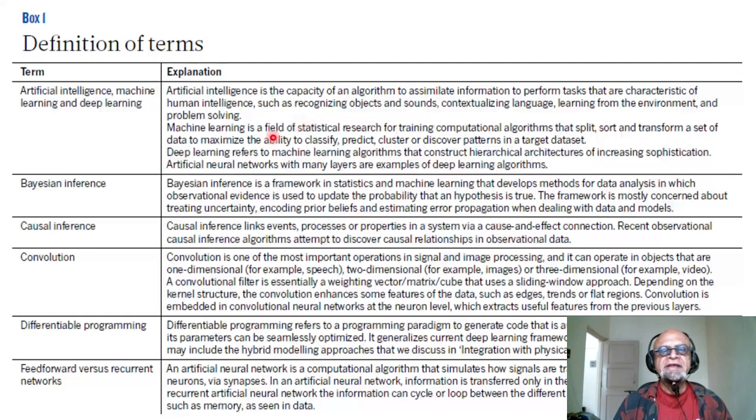Machine learning, on the other hand, is a field of statistical research for training computational algorithms that split, sort, and transform a set of data to maximize the ability to classify, predict, cluster, or discover patterns in a target data set. So you can think of AI as the framework within which machine learning is a way forward in actually doing the work, right? So artificial intelligence is a bigger umbrella under which machine learning falls, and then deep learning refers to machine learning algorithms that construct hierarchical architectures of increasing sophistication.